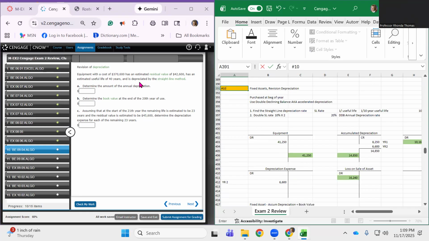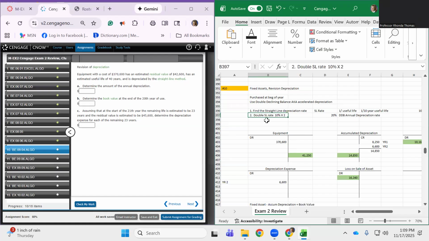So the equipment with a cost of $370,600 has a residual value of $42,600. It has an estimated life of 40 years and is depreciated by the straight line method. So here's what we're doing. We bought equipment for $370,600. It has a useful life of 40 years.